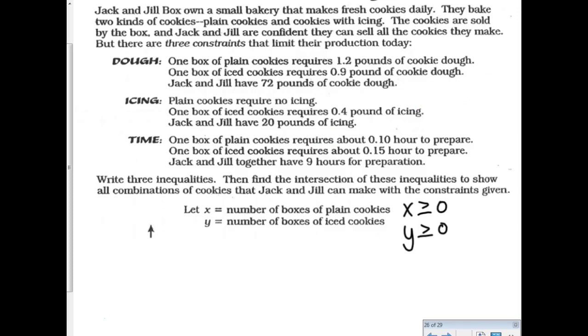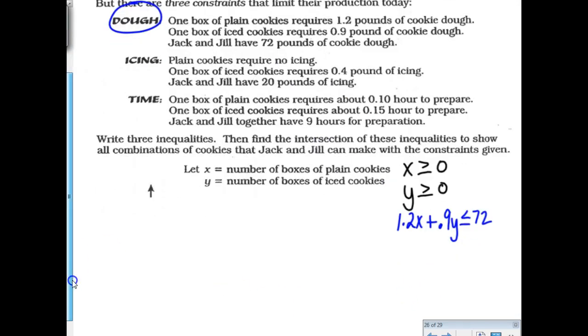All right, so now let's talk about the cookie dough. 1 plain box of cookies requires 1.2 pounds of cookie dough. So 1.2 for a plain box, and then 0.9 for the other kind of cookie, the decorated kind. And they only have 72 pounds of cookie dough. So that means you cannot use more than 72 pounds of cookie dough. So the inequality I'm looking for here, guys, is less than or equal to 72. You're going to run out of cookie dough if you go beyond that.